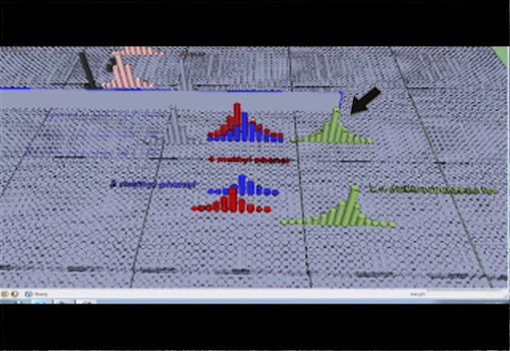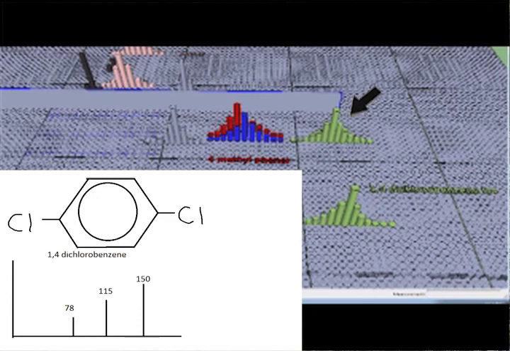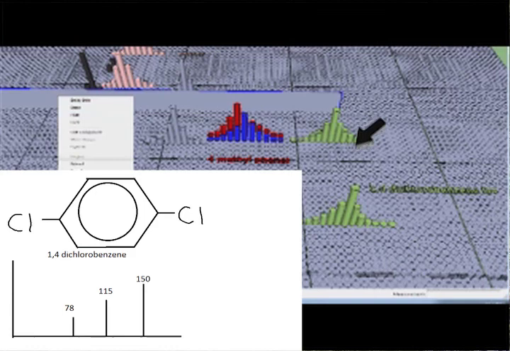And then the last one in this example, one of the internal standards we use is dichlorobenzene D4. And it's in green here. It's our first internal standard. And it has an ion at 78, an ion at 115, and an ion at 150.